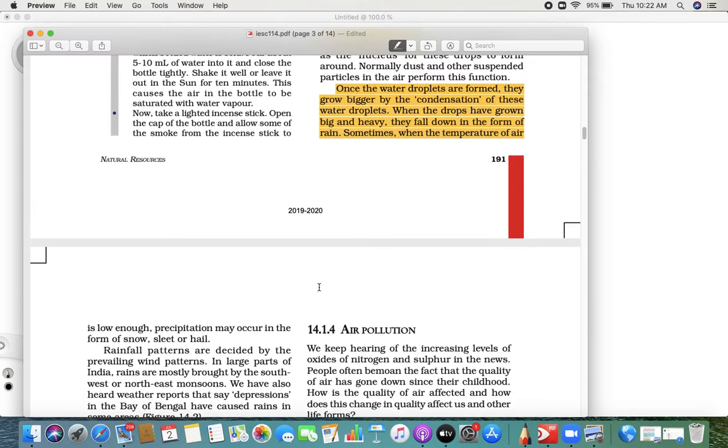So understood? This is how a cloud and rain are formed. Clouds are formed because of this reason. Clear? I hope you are getting what I'm trying to say. This is what happened.